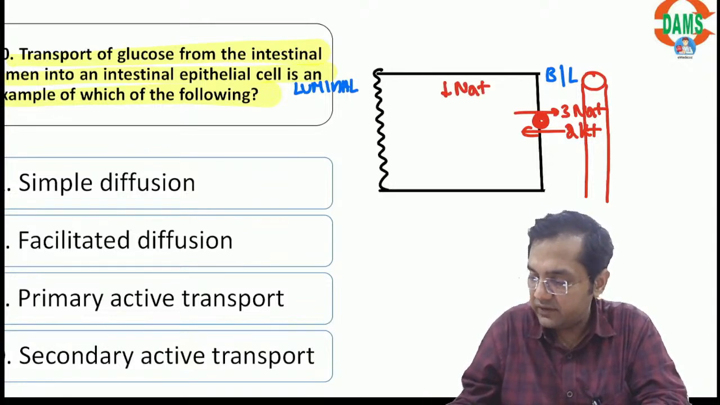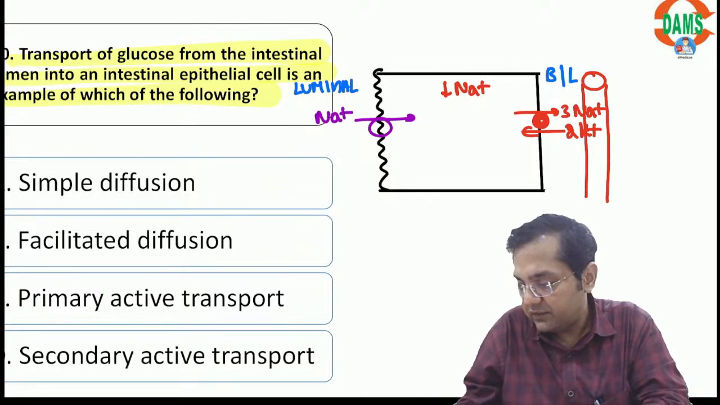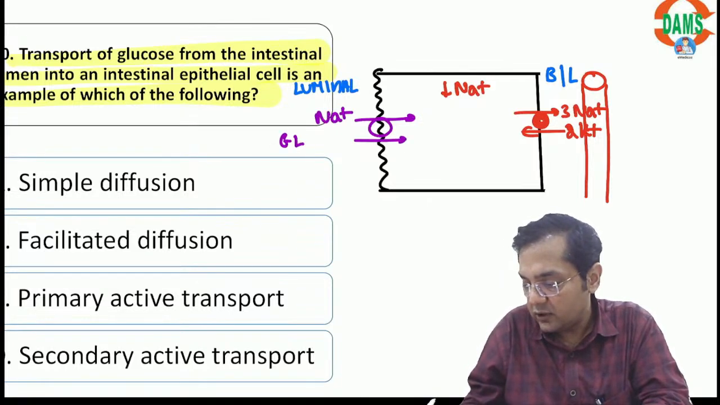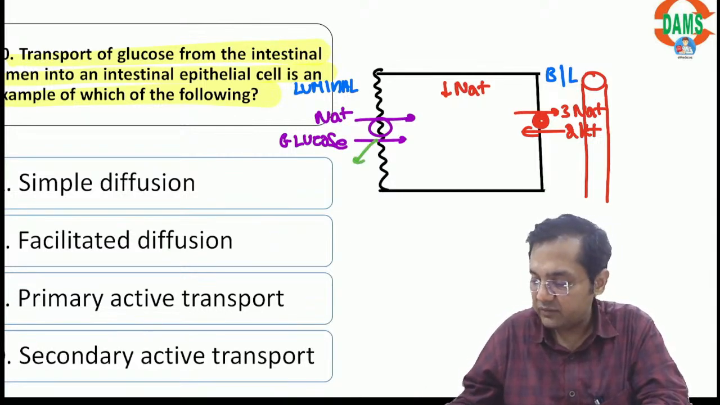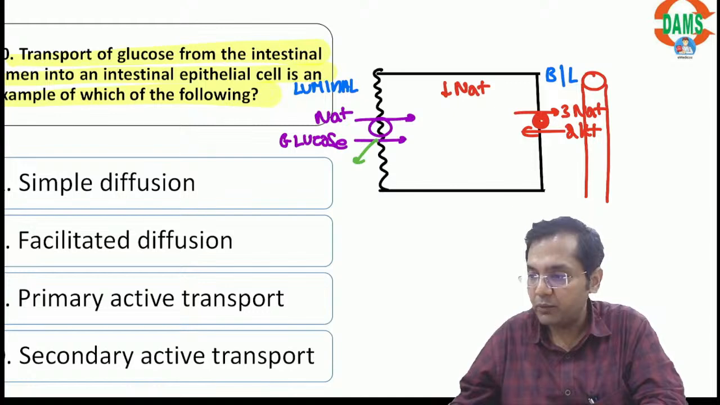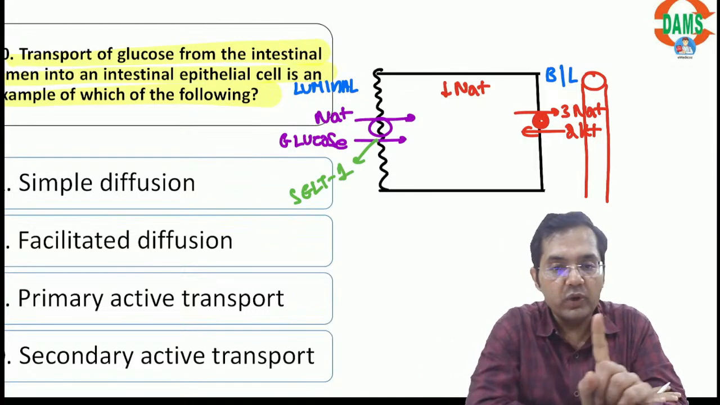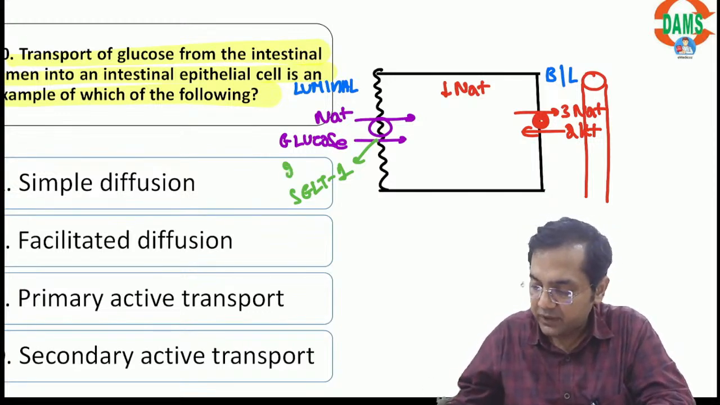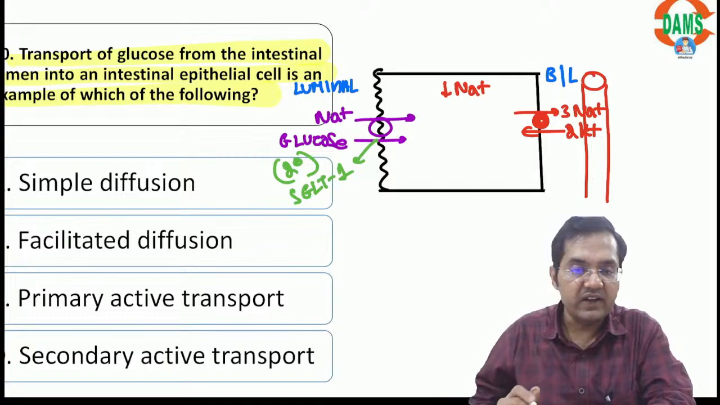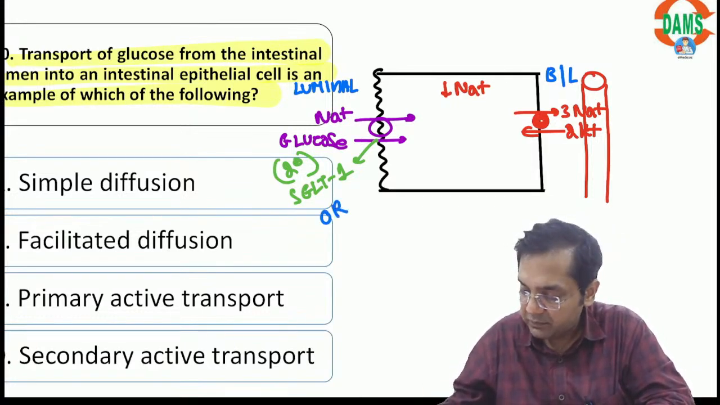Sodium decreases, but please look at the other side. Sodium comes in along with glucose. What is the name of this transporter? Yes, anyone? Very important question. SGLT1, sodium glucose linked transporter 1. This is an example of secondary active transport. Remember, this is also the principle behind ORS, oral rehydration solution.